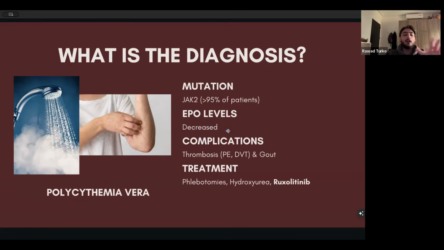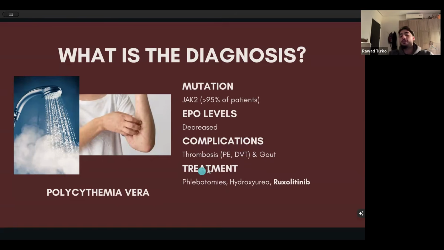Complications are anything that relates to the increased viscosity of the blood. So because of the polycythemia vera, you're going to have a lot of red blood cells, very, very high hematocrit. So the blood's going to be very slow, it's going to stick together, clump together, and because of that, you could get thromboses and pulmonary embolisms and DVTs, or you could get gout because of the high turnover rate of all the red blood cells. And as you guys know, red blood cells only have a lifespan of about 120 days. So once these cells die, they're going to release a lot of uric acid.